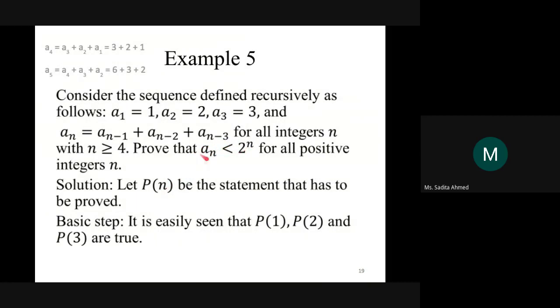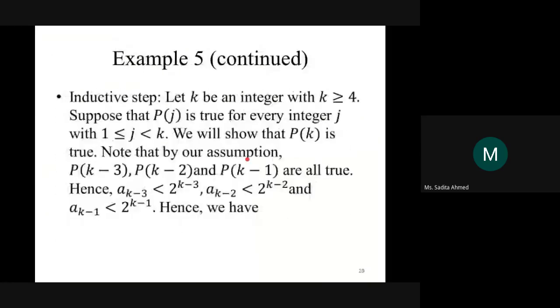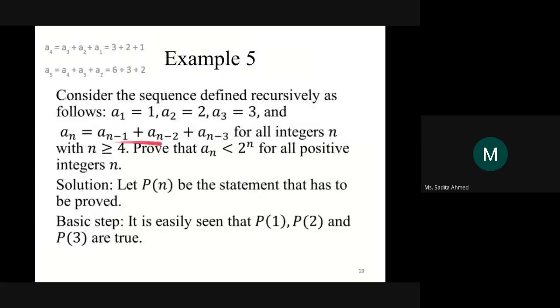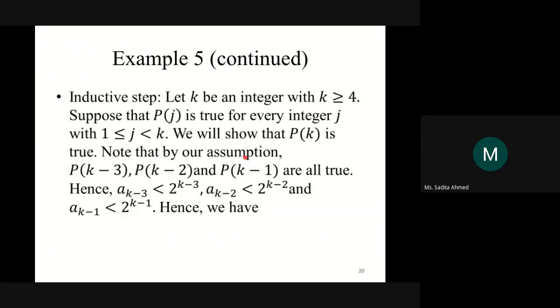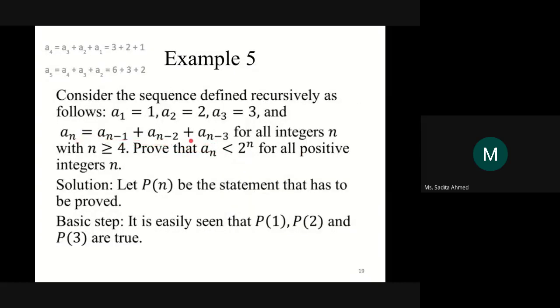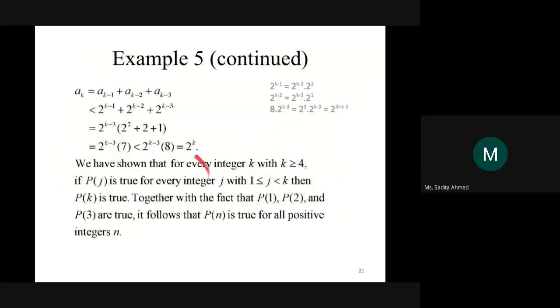We have to prove that a_k is less than 2 to the power of k, given that the statement is true for this entire range. Now, based on this recursive definition, a_k is equal to what? Exactly. We have a_k equal to a_{k-1} plus a_{k-2} plus a_{k-3}. So see, we are using the recursive definition here.